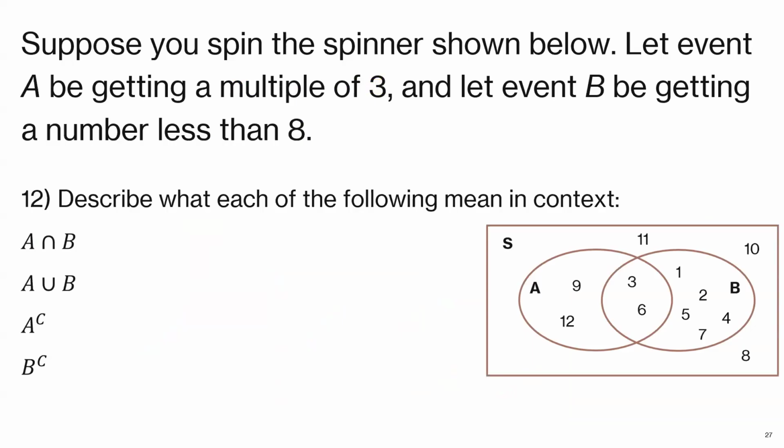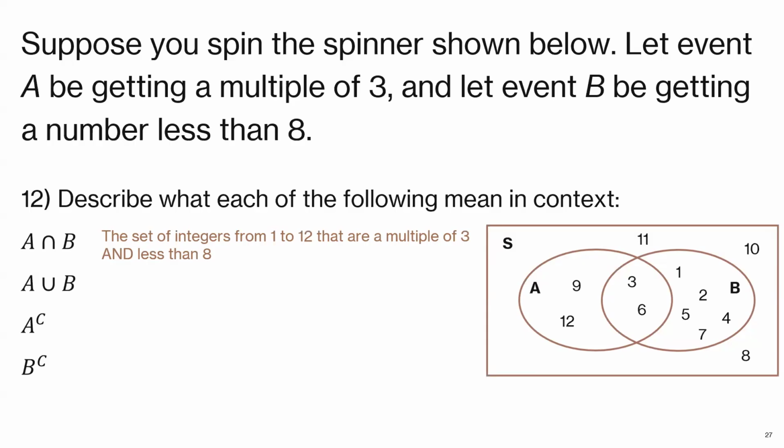The intersection of A and B would be the integers from 1 to 12 that are both multiples of 3 and less than 8. So both of those things happening simultaneously. So in this instance, that's 3 and 6. It's asking us to describe what these mean, not finding what the values are necessarily, but these are integers from 1 to 12 that are multiples of 3 and also less than 8.